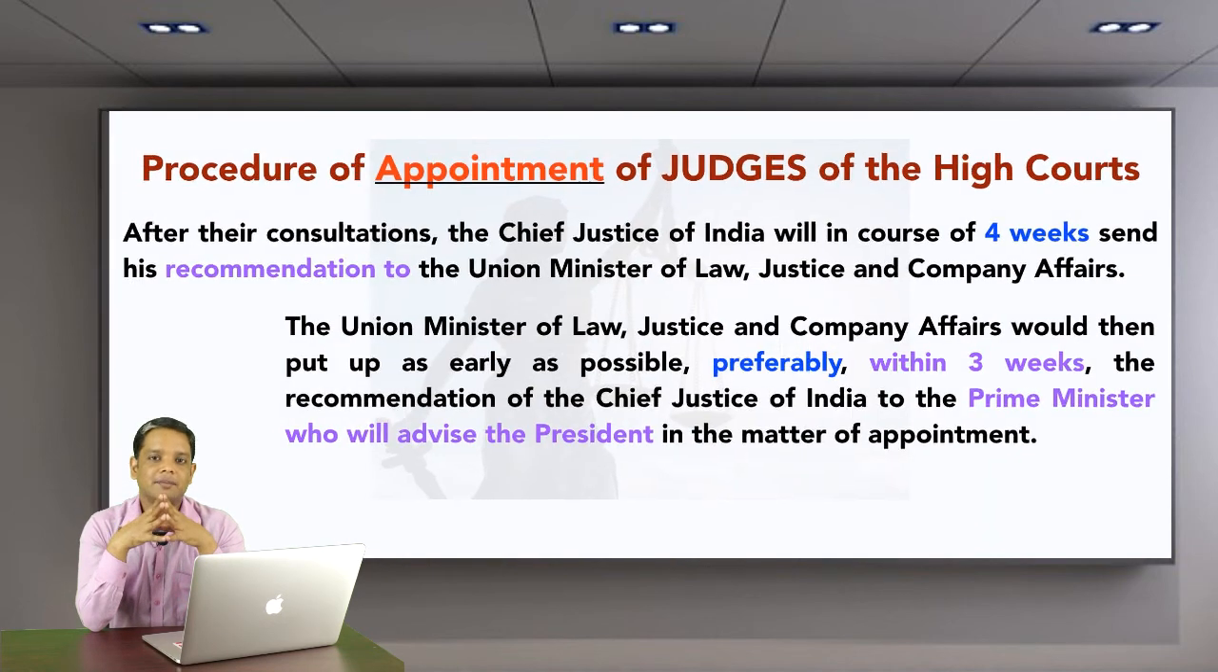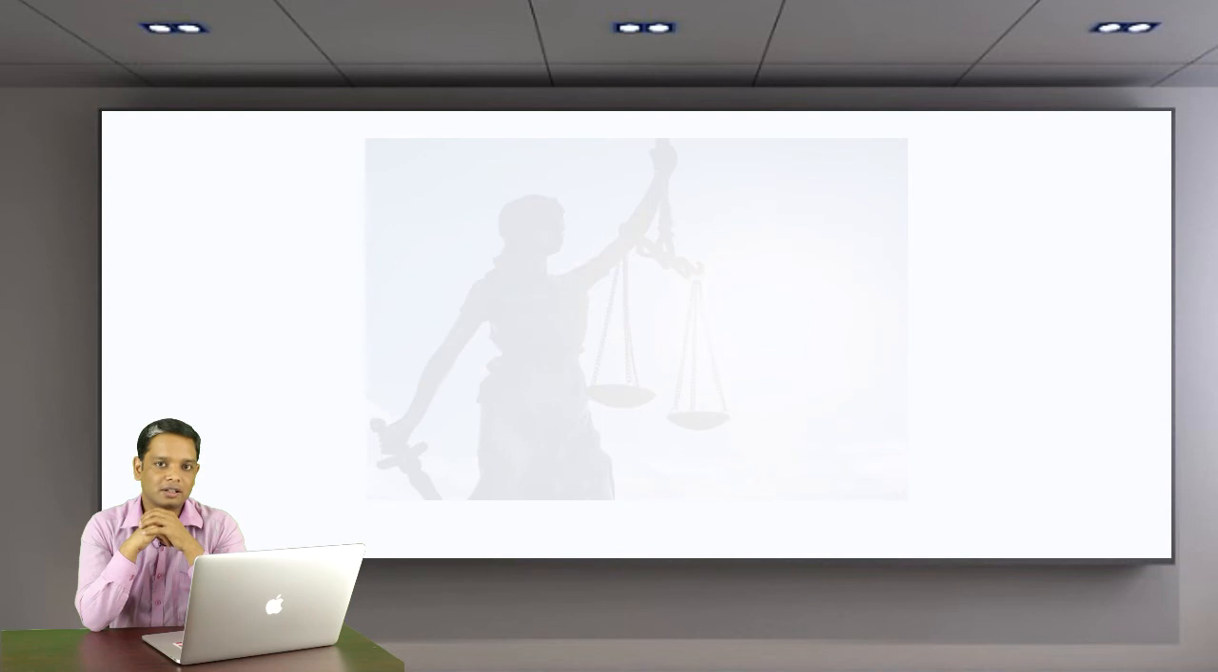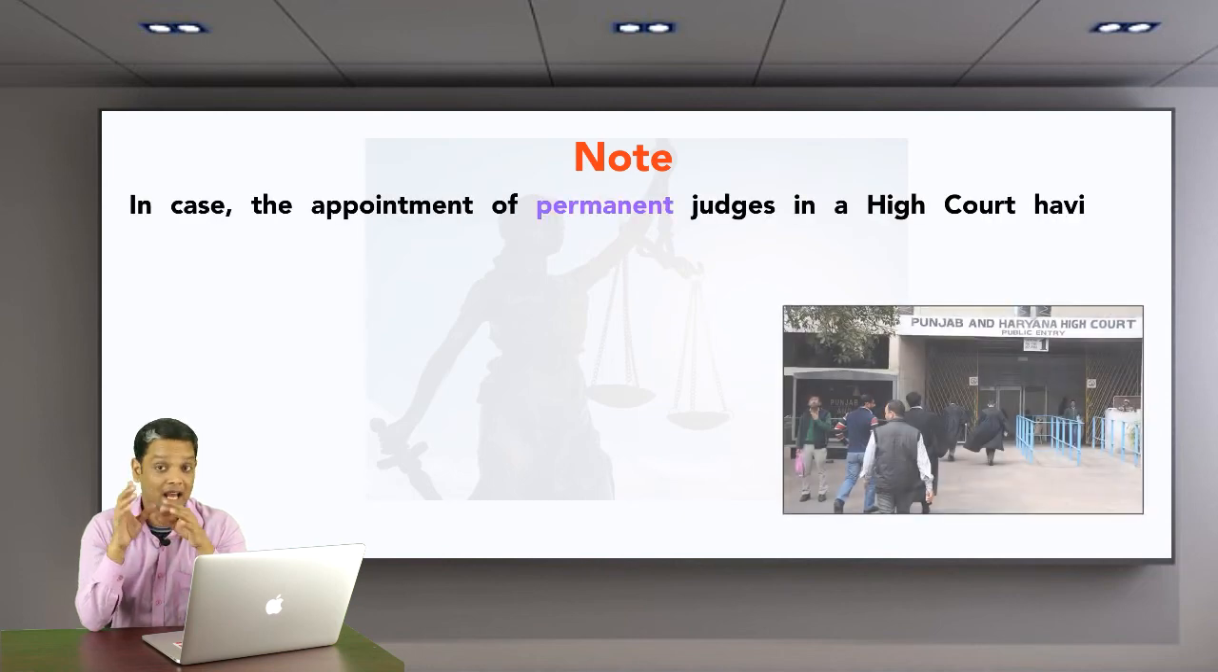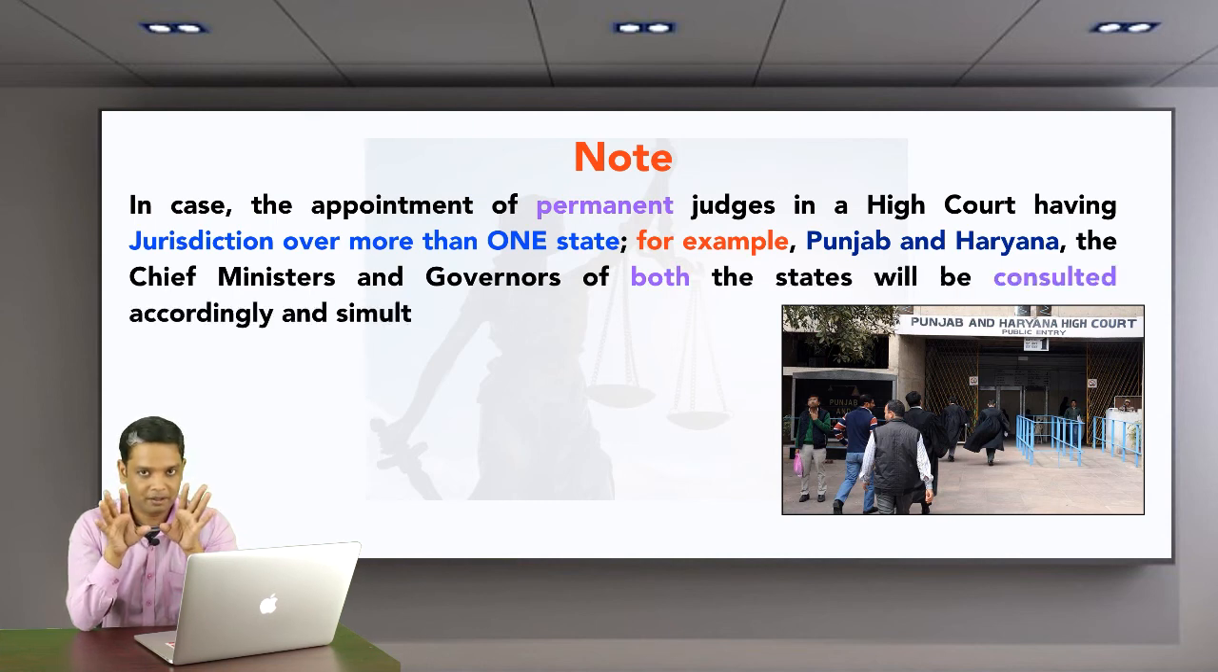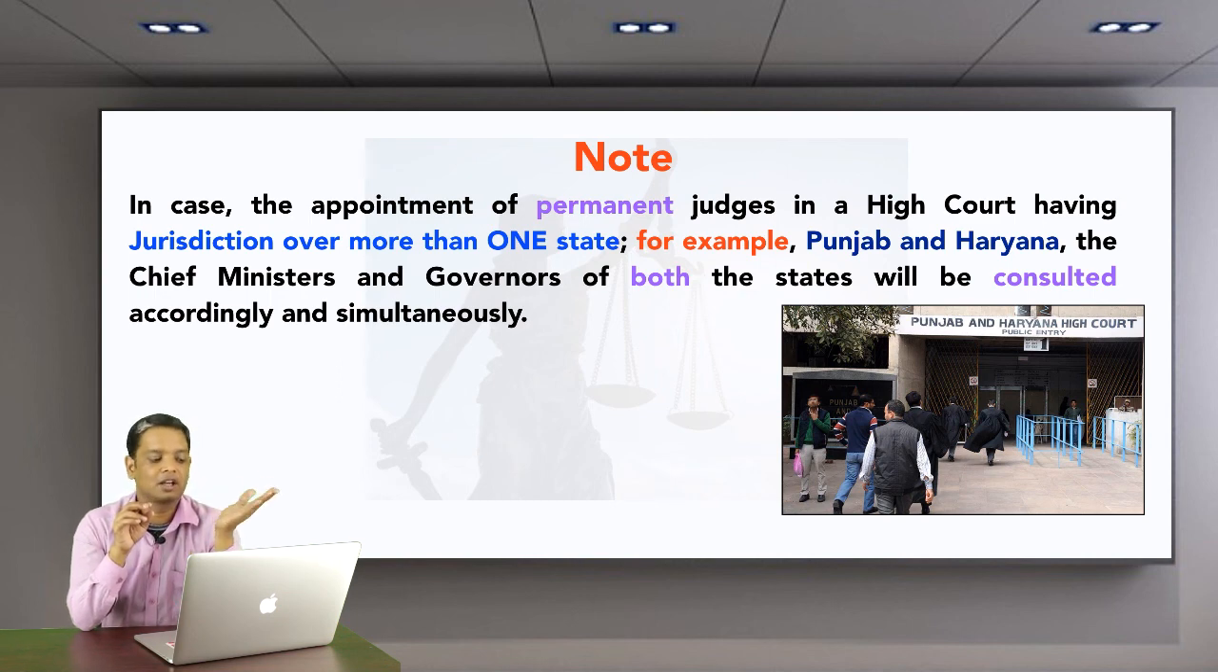However, at this point, I would like to draw your attention to another important point. In case of the appointment of permanent judges in a High Court having jurisdiction over more than one state, for example, the Punjab and Haryana High Court, the chief ministers and governors of both the states will be consulted accordingly and simultaneously. So in this case, the process becomes more complex, because two more people need to be consulted.